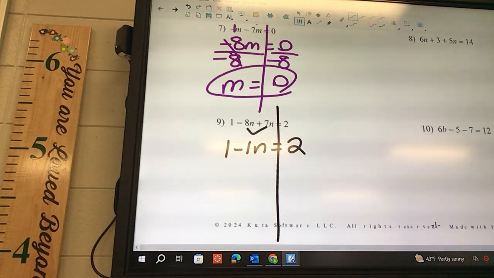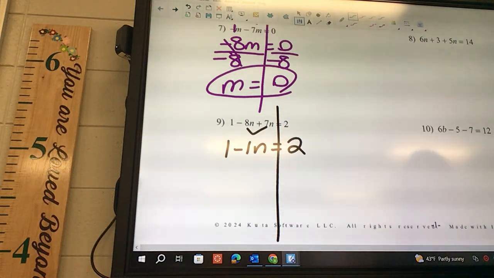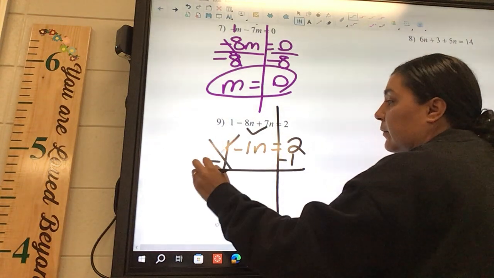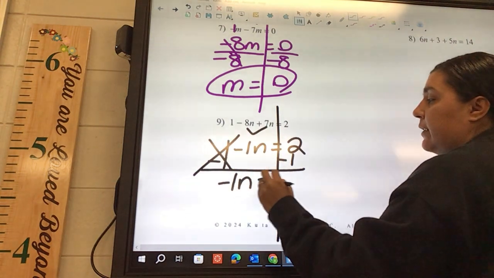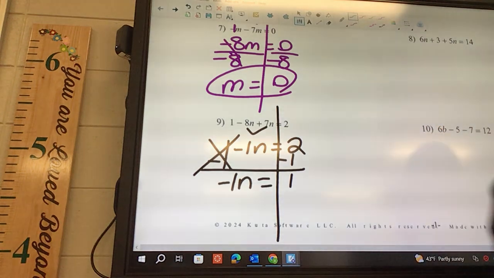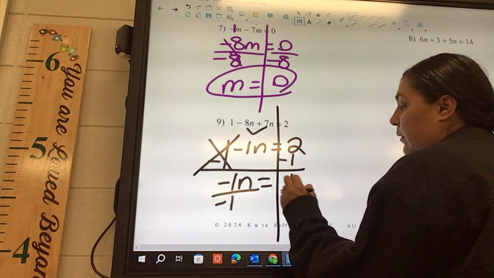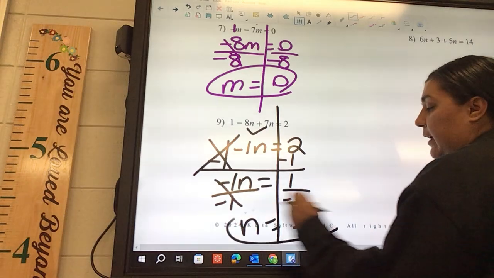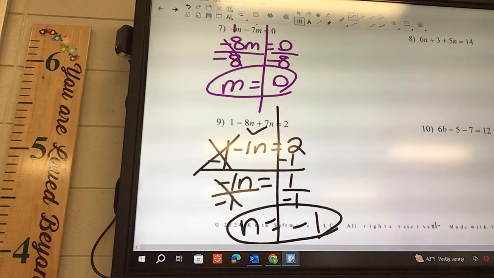Okay, who's the kid? 1. The 1. How do I move that 1? Yeah, we're going to say -1, -1. So I got -1n, 2 minus 1 is 1. Then how do I break up that couple? Divide by -1. Okay, there's a lot of 1s on this one, so be careful. Okay, and 1 divided by -1 is -1. Just a whole bunch of 1s in this problem, okay?